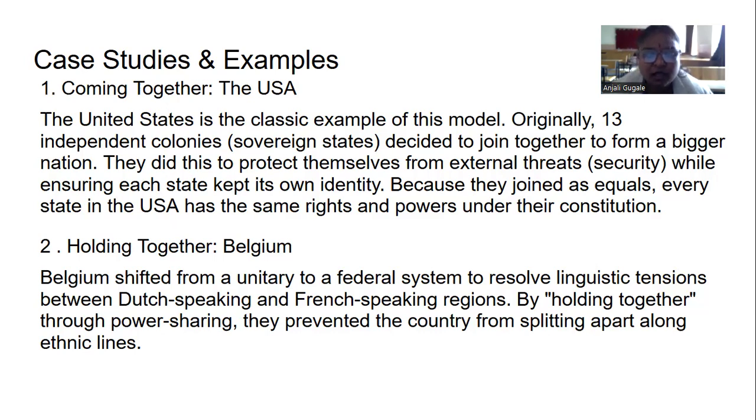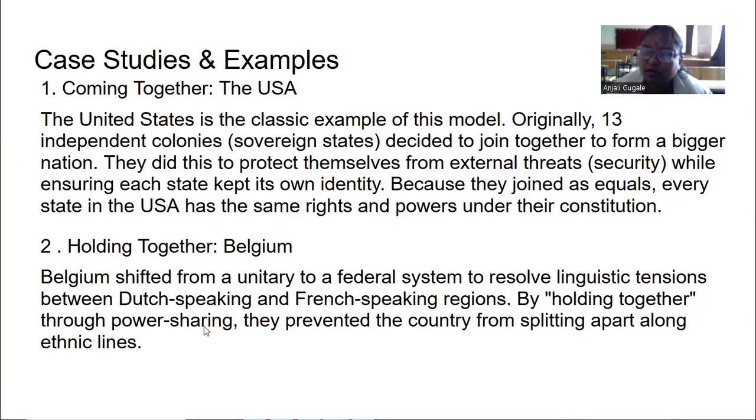On the other hand, we have Belgium. Belgium is like India, it is a holding together federation. Belgium shifted from a unitary to a federal system to resolve linguistic tensions between Dutch speaking and French speaking regions. By holding together through power sharing, they prevented the country from splitting apart along ethnic lines.